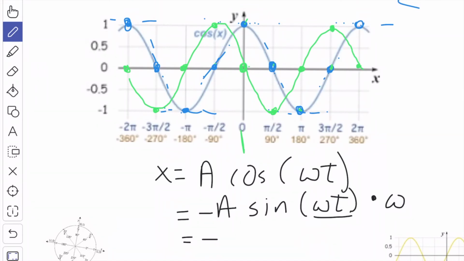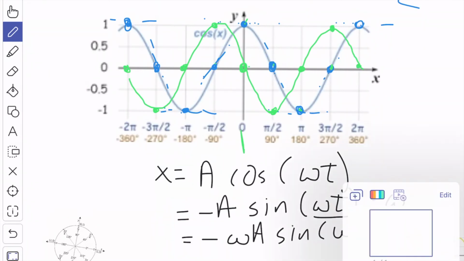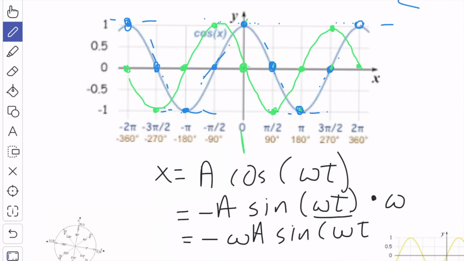So that gives us then negative omega a sine omega t. This then is the derivative of x, which is the velocity.